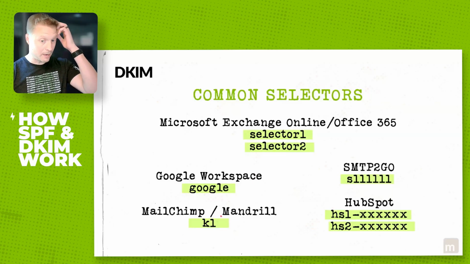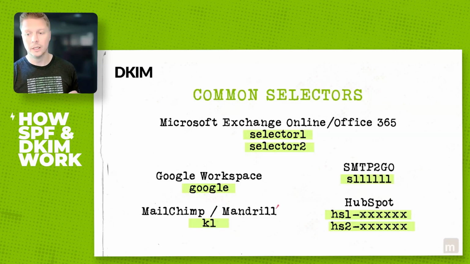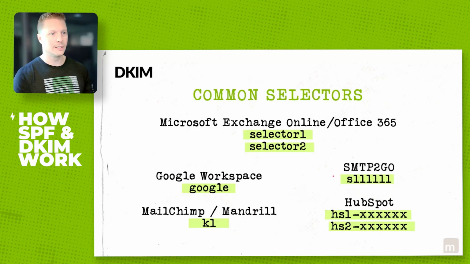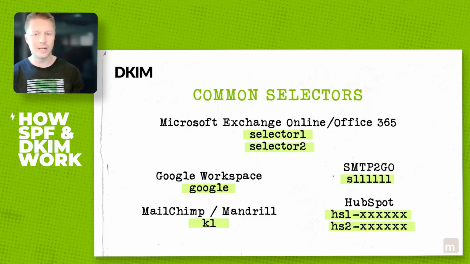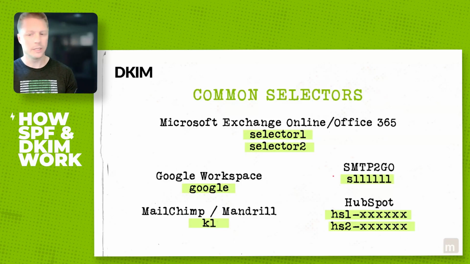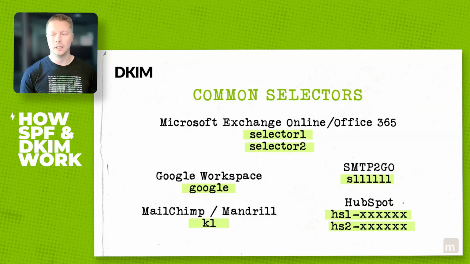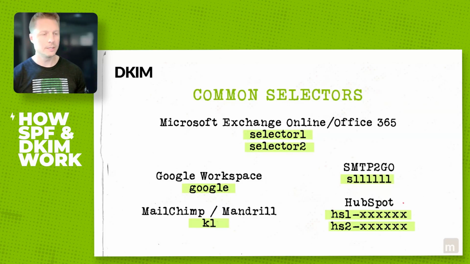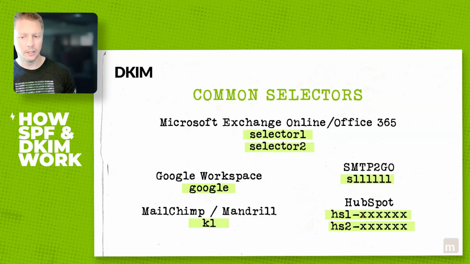MailChimp, we talked about that one. K1 is their selector. SMTP2GO is a very popular email relay, very often used for things like scan to email purposes, transactional systems, even larger scale bulk or newsletter services. And then HubSpot. HubSpot is a very common CRM sales tool. Now you'll notice theirs is HS1 and 2 dash, and I just put X's here.